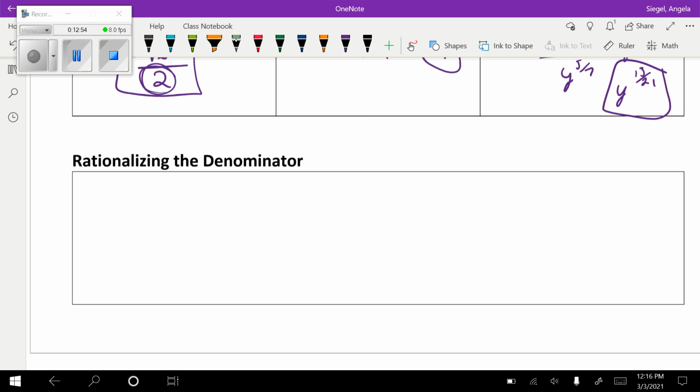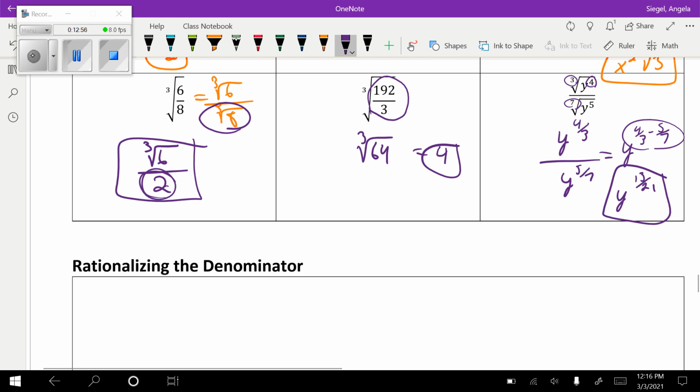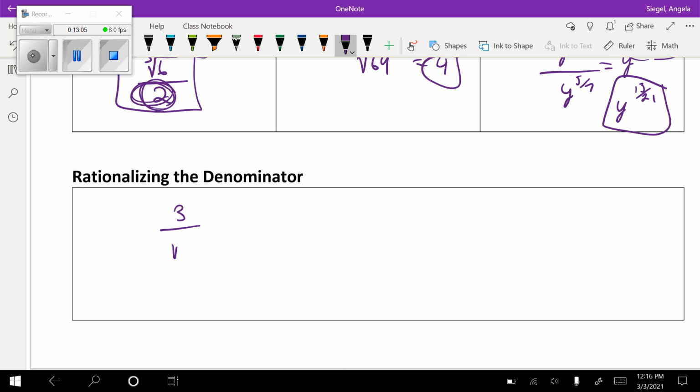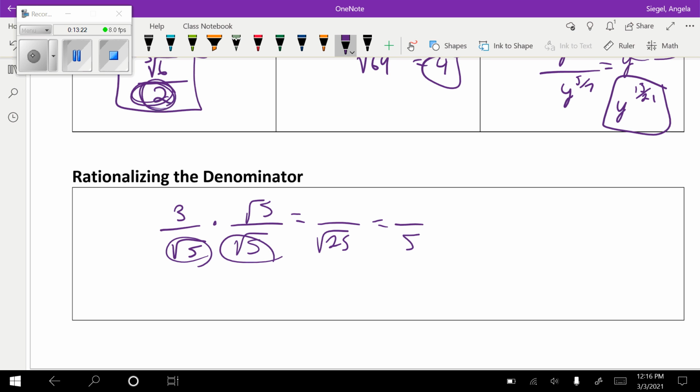Okay, now let's talk about when you have to have some kind of root in the denominator. So you've actually had this before. So I'm just going to give you an example. What if we have that? You knew that you had to get rid of the square root by multiplying it by itself. And what happened is it became the square root of 25, which is 5. So it got rid of that square root. And so we ended up with 3 square root of 5 over 5.